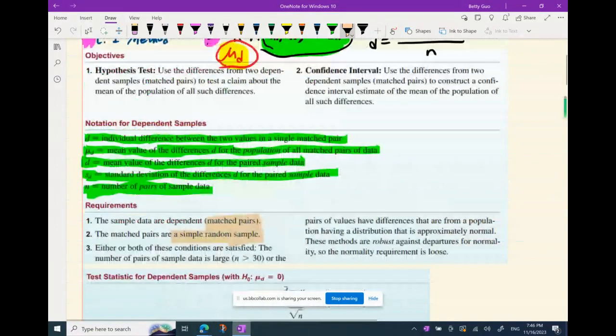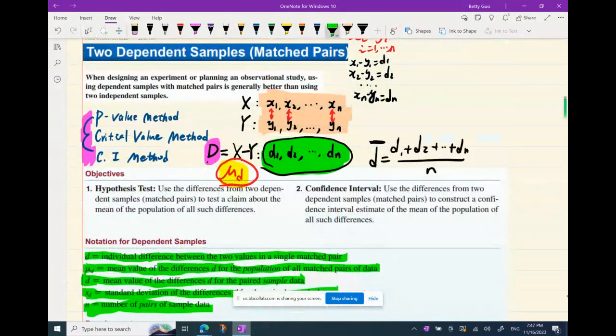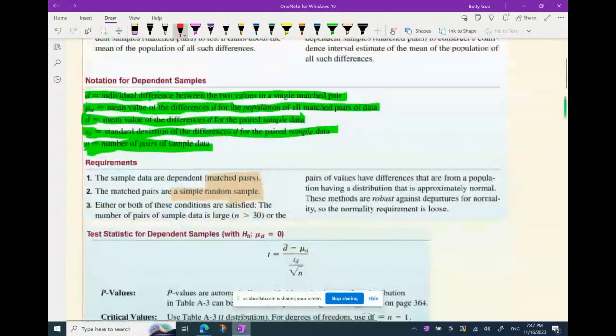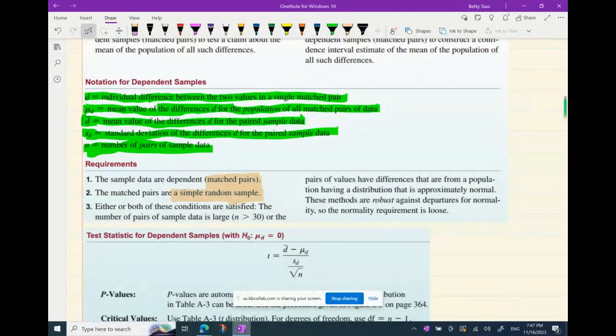It says the D, the green sample, D1, D2, Dn. The second requirement requires this sample be a simple random sample. But if x1, x2, xn are a simple random sample, and this is also a simple random sample, and you take the difference, that will guarantee D1, D2, Dn is also a simple random sample. That's the second requirement. The third requirement is the requirement for the central limit theorem.